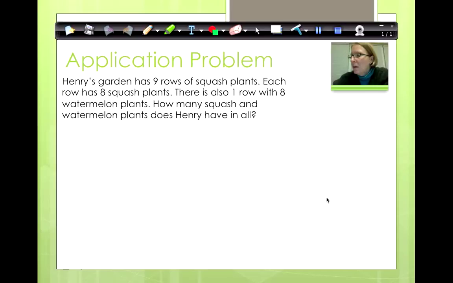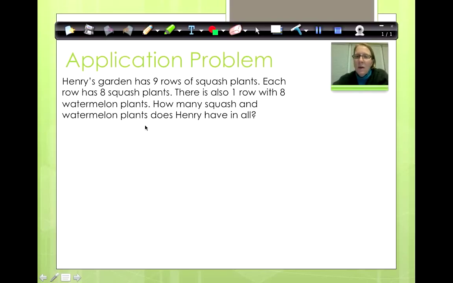Okay, before we start with our homework sheets, I would like to do an application problem. Pen and pencil. Henry's garden has 9 rows of squash plants. Each row has 8 squash plants. There is also 1 row with 8 watermelon plants. How many squash and watermelon plants does Henry have in all?